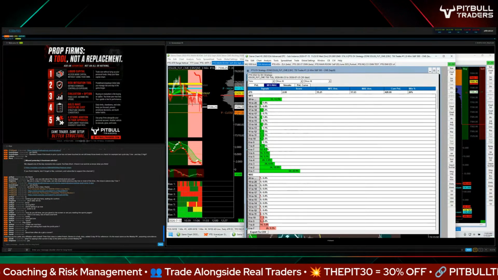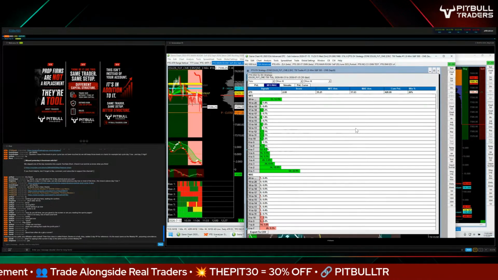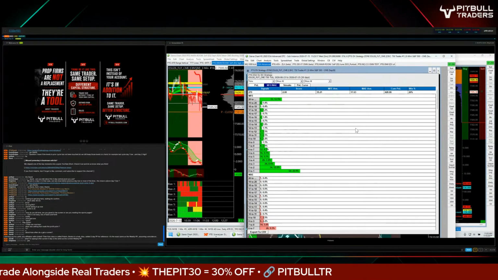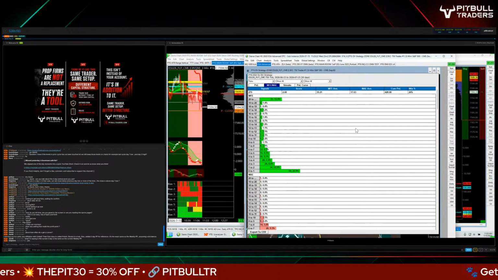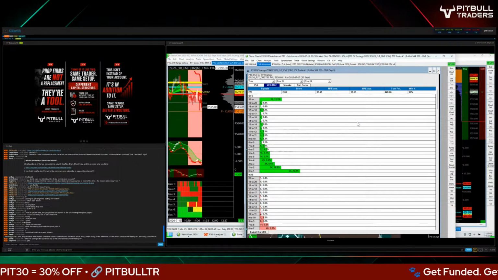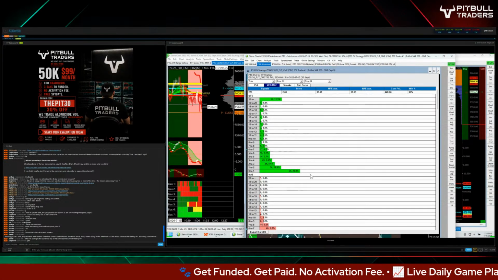Now that being said, this is a starting point. This isn't the end point. This is a starting point for anybody doing research on whatever they're looking to identify. But this is a very good starting point to say, well, do you know where you should put your stop?